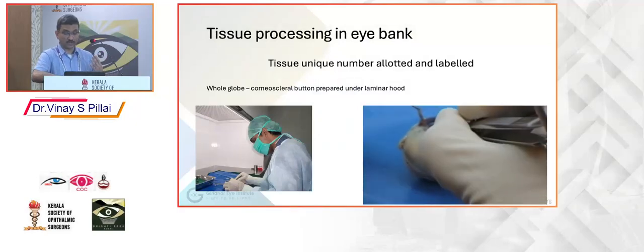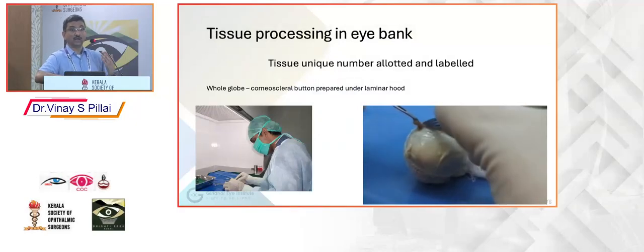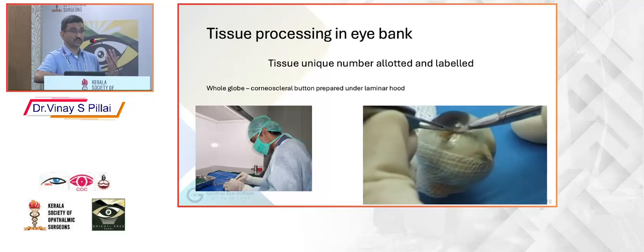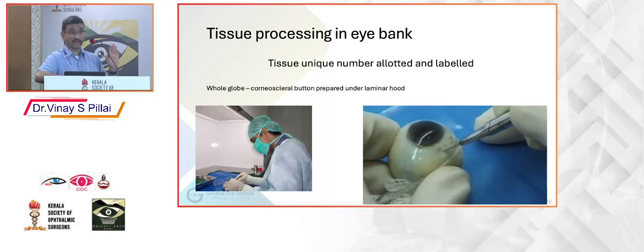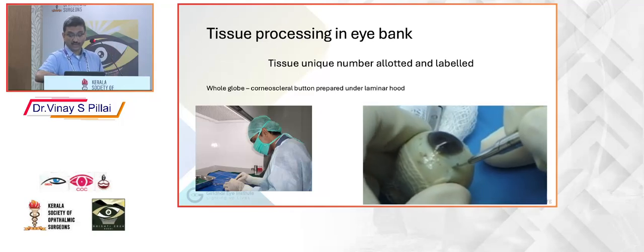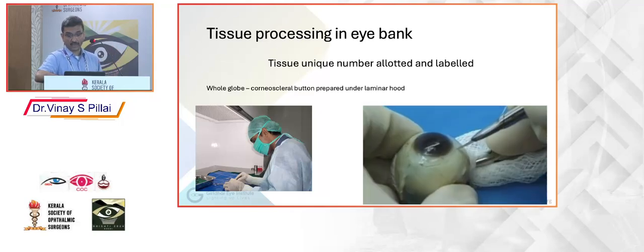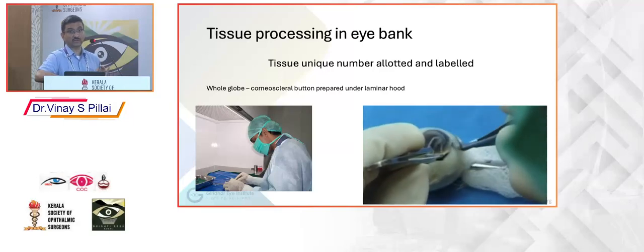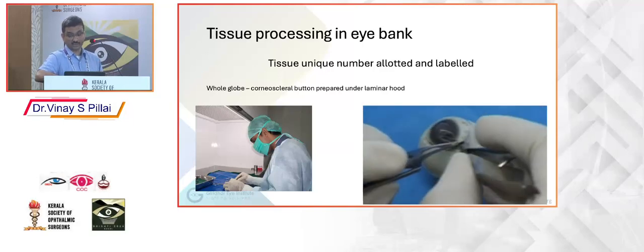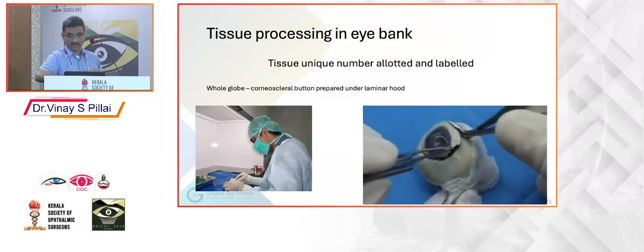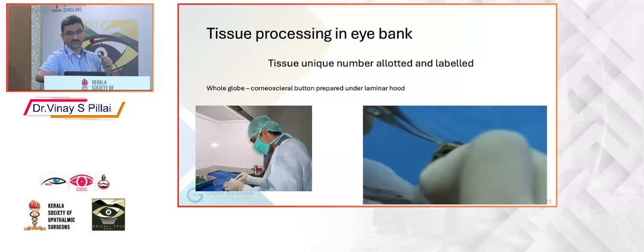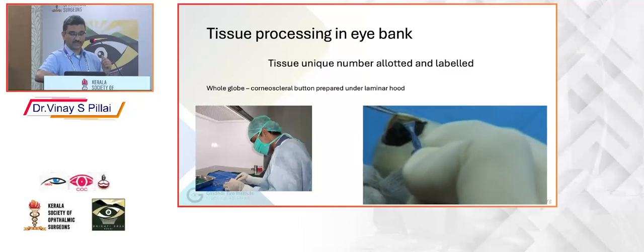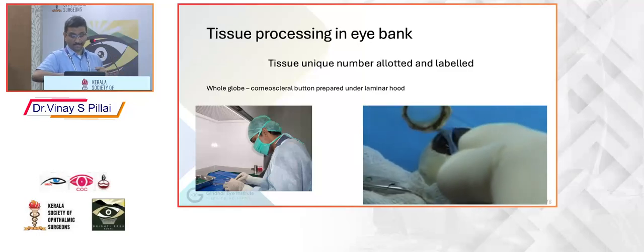Once the tissue is brought to the iBank, then the tissue processing starts. The first step is to give an identifying number to the tissue, and then if it is a whole globe, under laminar hood, the corneoscleral button is excised, and then it is transferred to the media, which is most of the time MK media.